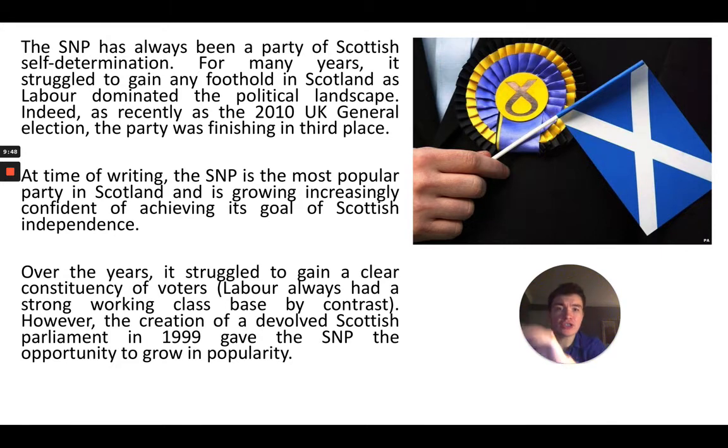We've got a background here in Scotland as well. Okay, for many years, it struggled to gain any foothold in Scotland because Labour dominated the political landscape. Okay, particularly post-Thatcher, the SNP really struggled to compete with Labour, who were viewed as the defenders of the working class, the defenders of industrial Scotland at that time.